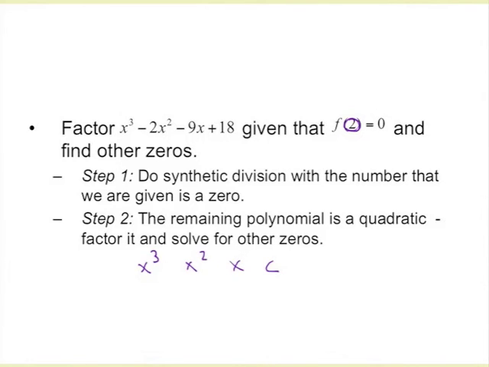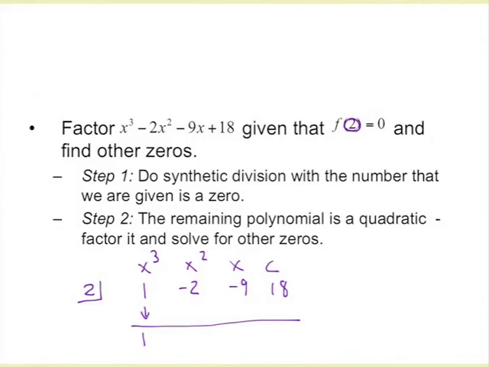Write out our coefficients. Plug in the solution they gave us, which is 2. And we should get a final remainder of 0, because it tells us that f of 2 equals 0. So we know that we made a mistake if we finish this out and we don't get a 0 at the end of it.